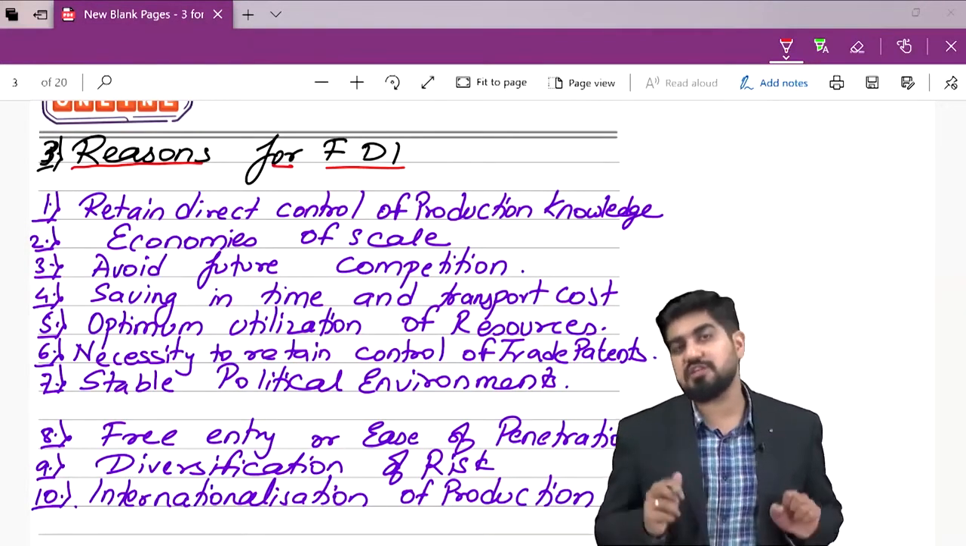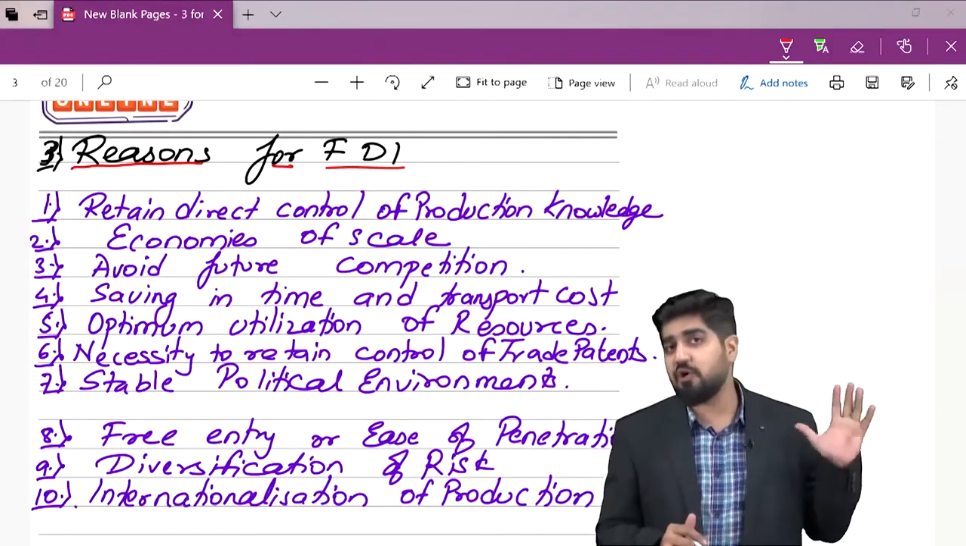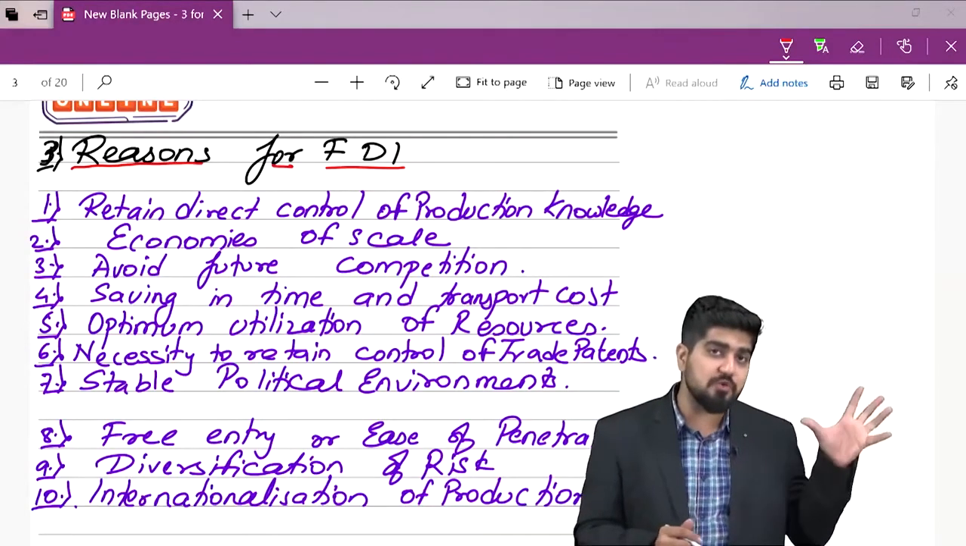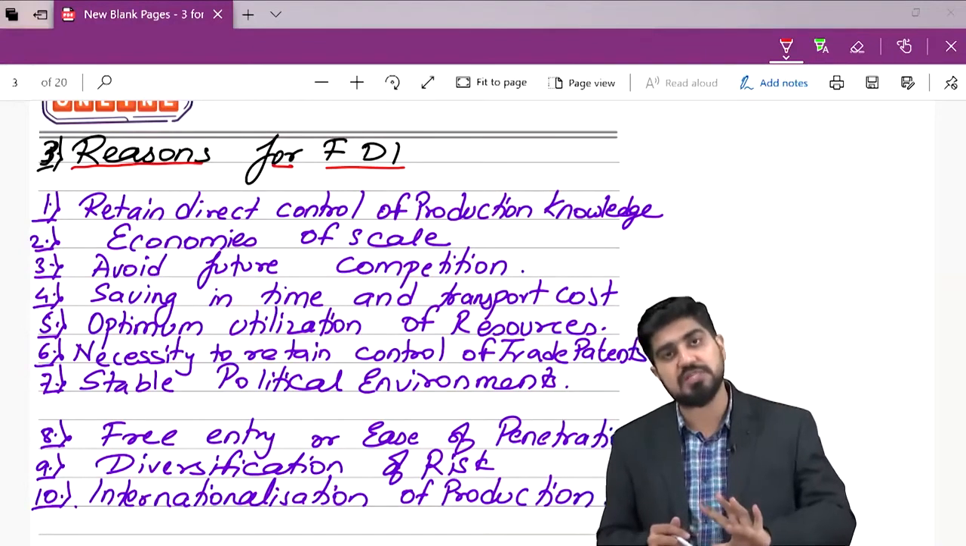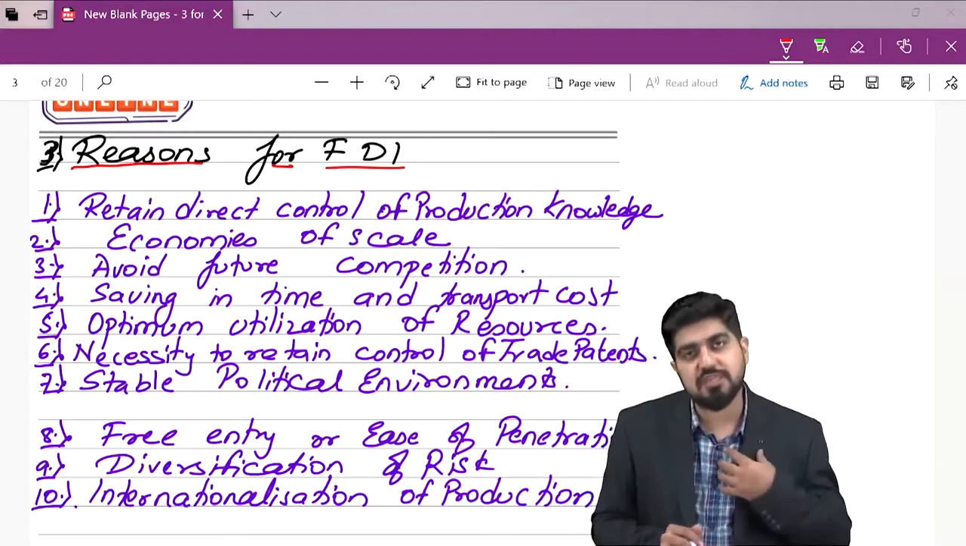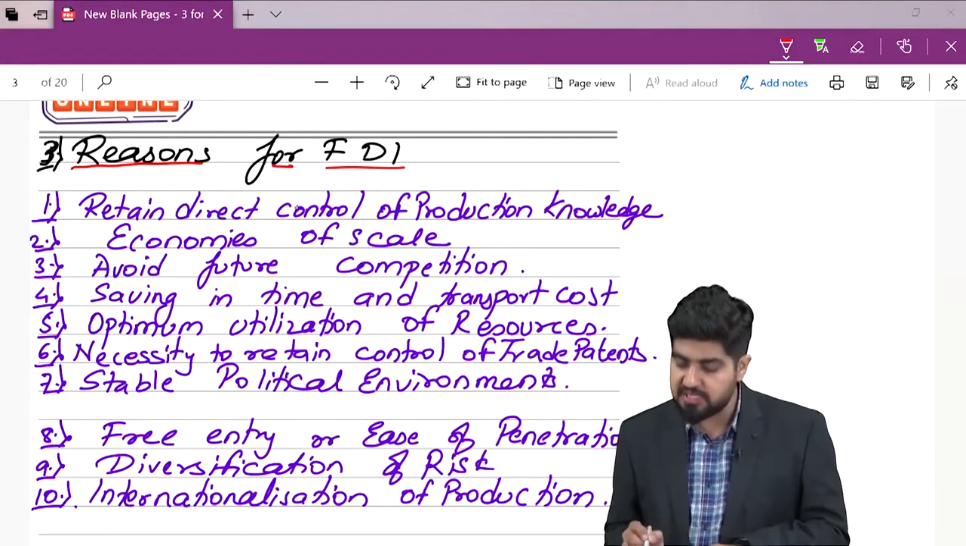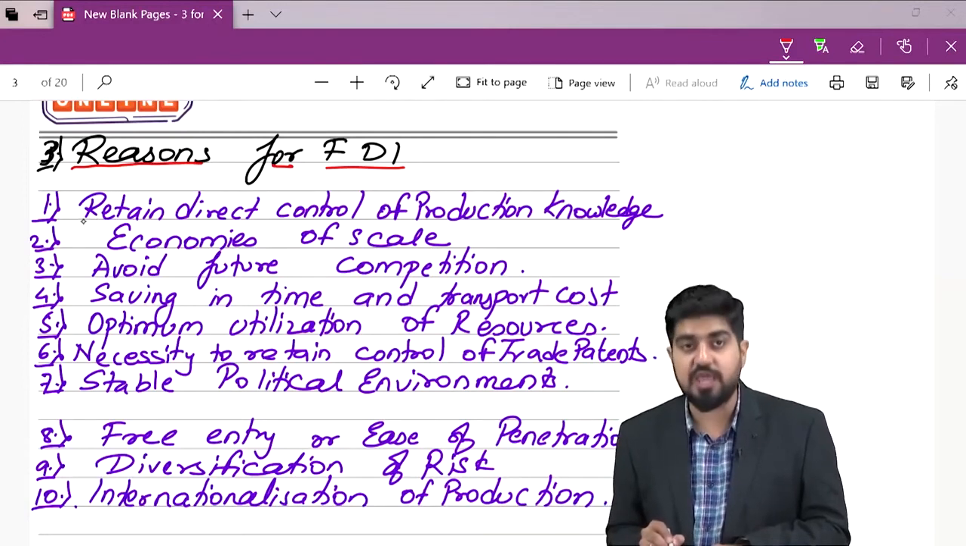So if you want to retain the production knowledge, FDI would increase. Similarly, foreign firms, they want to retain their production knowledge, they will set up their organization here and start with the production. What we do, we get investment like that. So that is FDI's first reason, retain direct control of production knowledge. I am marking something here, why you will understand it later.